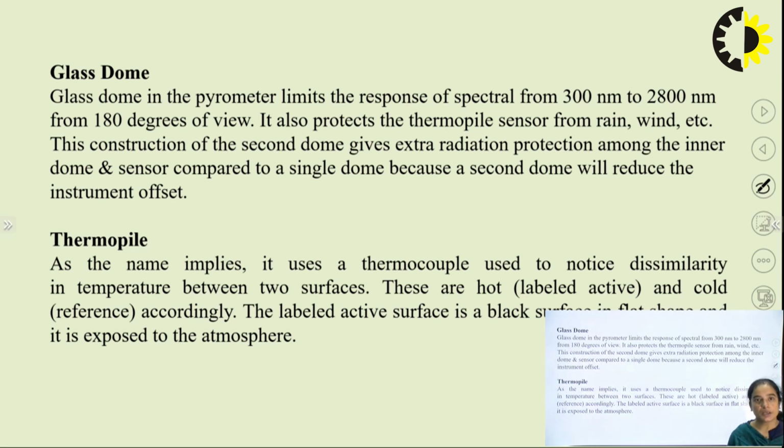Thermopile, as its name indicates, is used to notice the change in temperature between two surfaces. This is basically a thermocouple, so there are a hot wire and a cold wire. The active surface is a flat black surface that is exposed to the atmosphere. According to the atmospheric temperature, it will become warmer, and this will be reflected as a change in voltage.